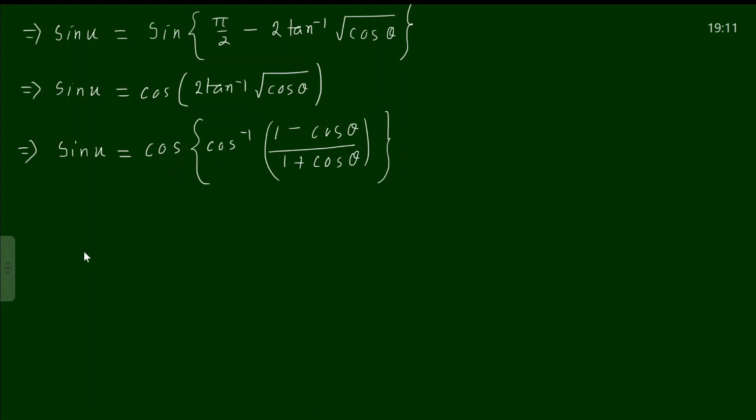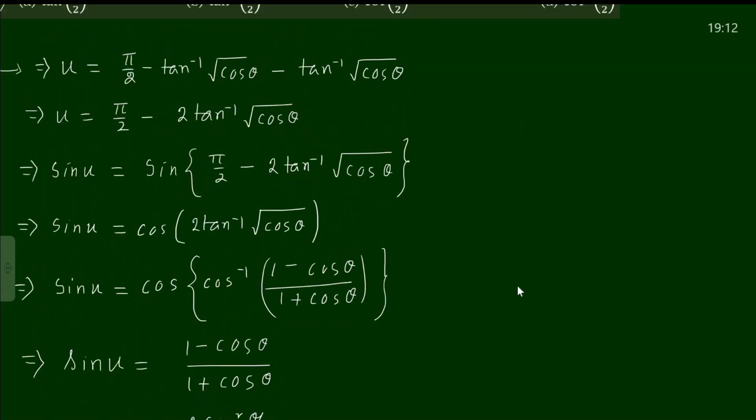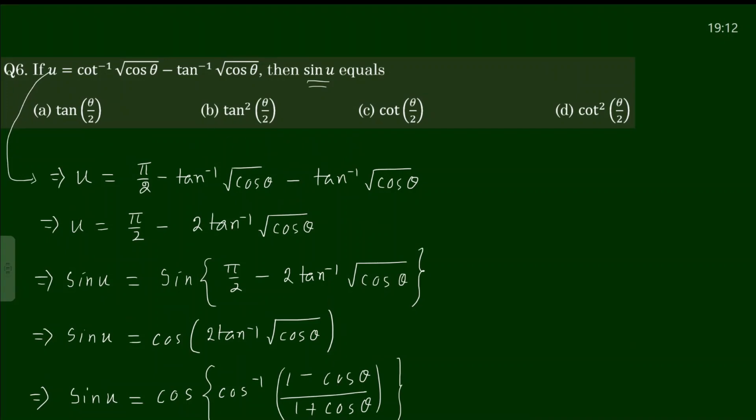Now cos and cos inverse will eliminate. Therefore, sine of u is equal to 1 minus cos theta divided by 1 plus cos theta. Sine u is equal to 1 minus cos theta, which can be written as 2 sine square theta by 2, divided by 2 cos square theta by 2. So finally sine of u is equal to, 2 and 2 cancel, sine square by cos square, which is tan square theta by 2. And I think I got the answer here. You see the option tan square theta by 2 is option number B. So option B is the correct option.